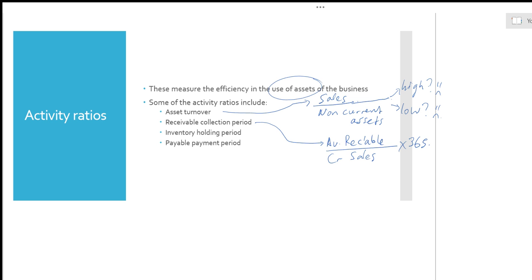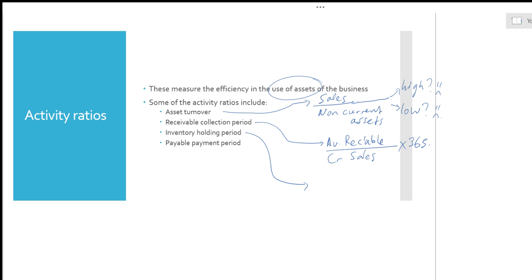Now, a long collection period is indicative of a high risk of doubtful debts. A short collection period also shows something else: that the business has a very tight collection policy. Is it good to have a short collection period? Yes and no. Yes, because it improves the liquidity of the business. Bad, because it means that customers are pressured to pay early. So it is very difficult to say that shorter is better or longer is better, because both have their own potential problems.